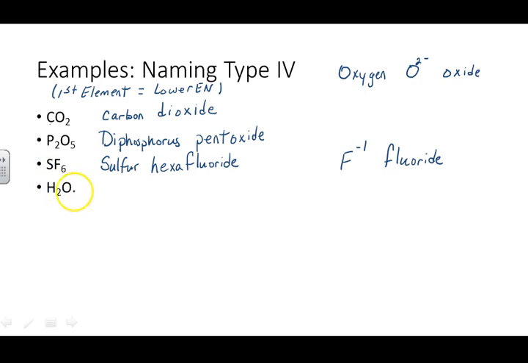And then we have this one, which to begin with looks like dihydrogen monoxide. But we do not call it that. Whenever you see H2O, it is water. And we also have this one, looks like nitrogen trihydride.